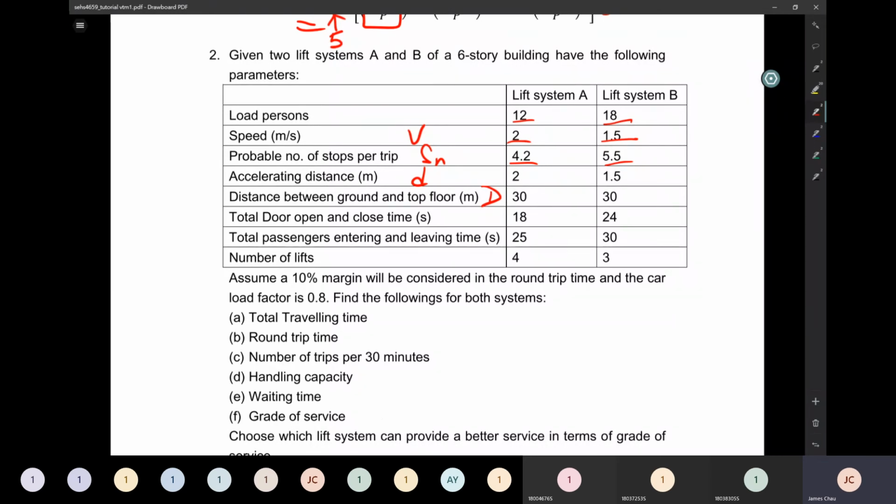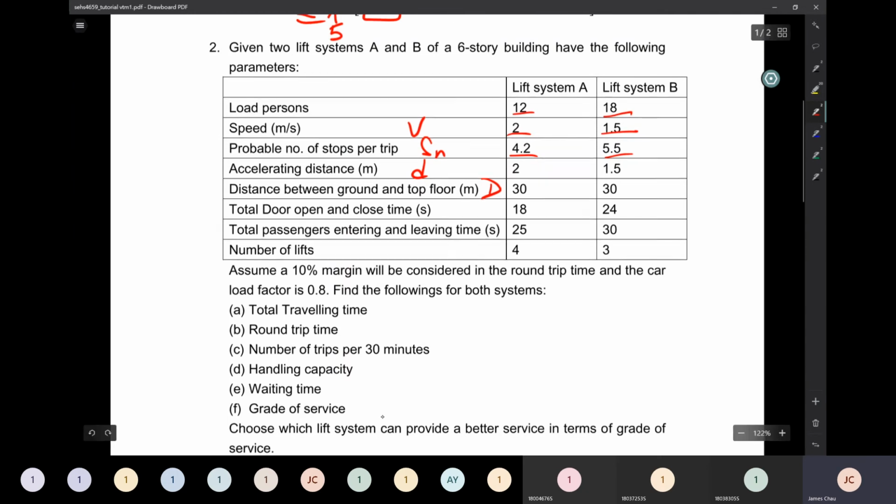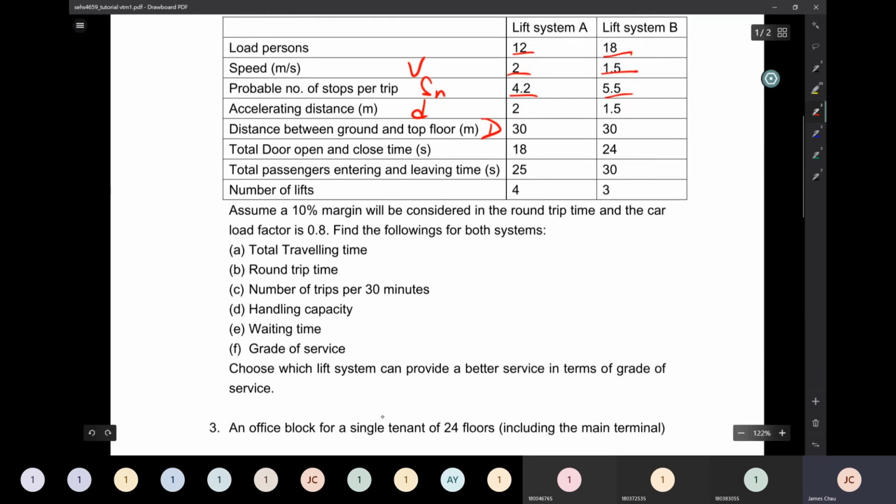The total door open and closing time, okay? And also we have the total passenger entering and leaving time, okay? And the number of lifts for both systems. Lift A, we have 4 lifts. System B, we have 3 lifts, okay? And assume a 10% margin will be considered in the RTT.